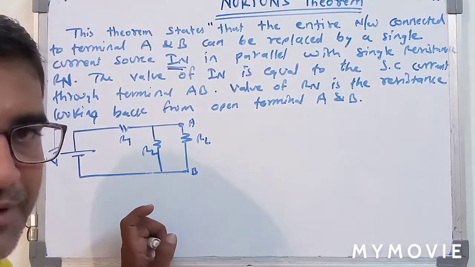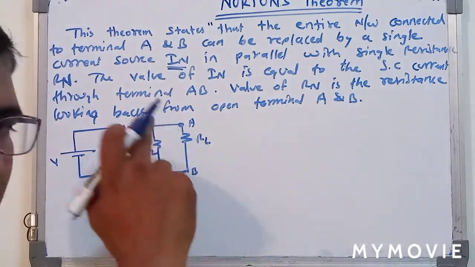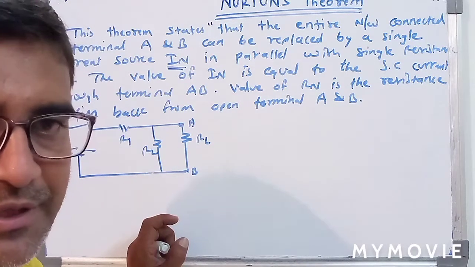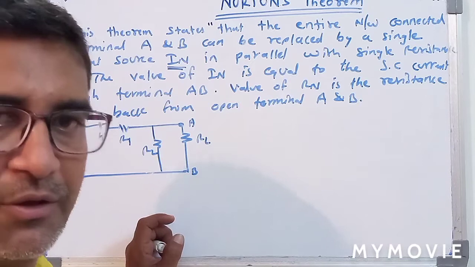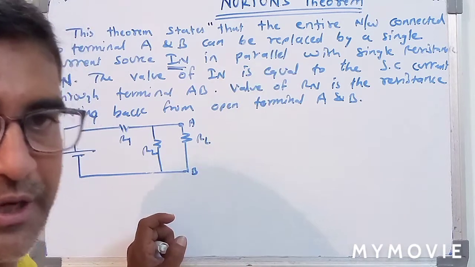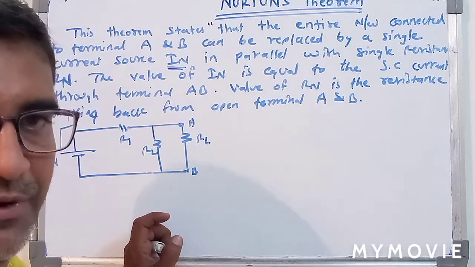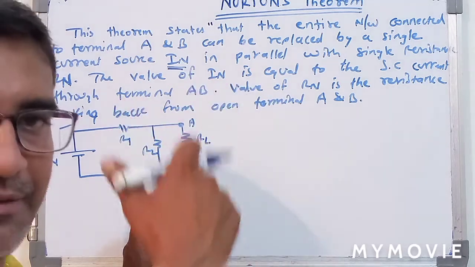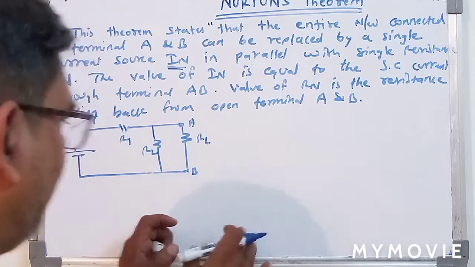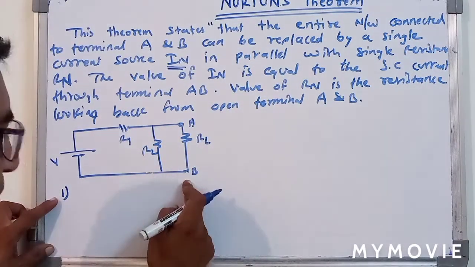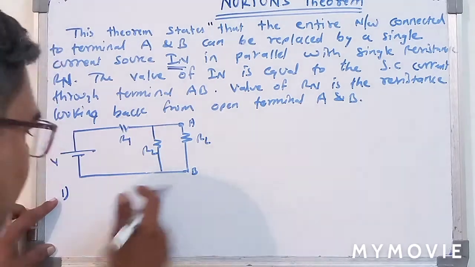So what will be the first step? In Thevenin's, we disconnected the load resistance, but now in Norton's we have to short circuit the load resistance. After short circuiting the load resistance, what will be the equivalent diagram? That diagram you have to draw. So the first step is to short circuit the terminals A and B.